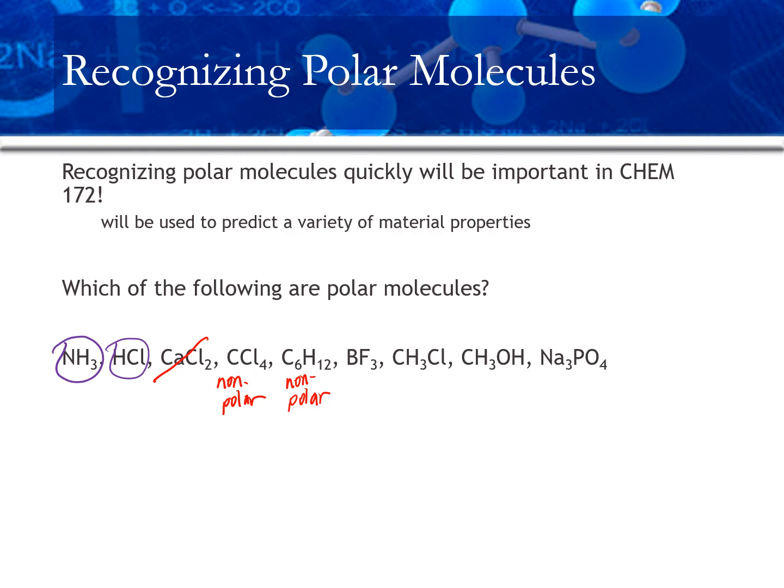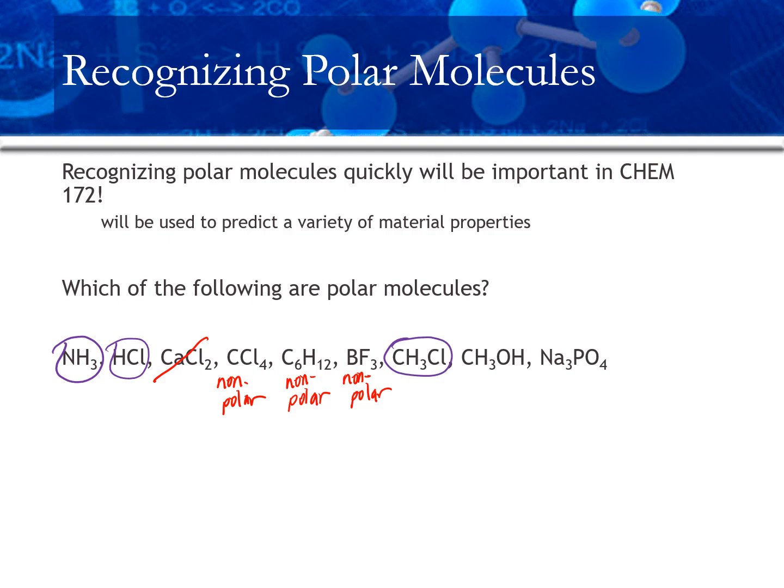Okay. BF3, this is trigonal planar. That's a completely symmetric arrangement of polar bonds, so it's nonpolar. CH3Cl, there's only one polar bond in that molecule, so there's no way to cancel it out with any other bonds, so this is a polar molecule.